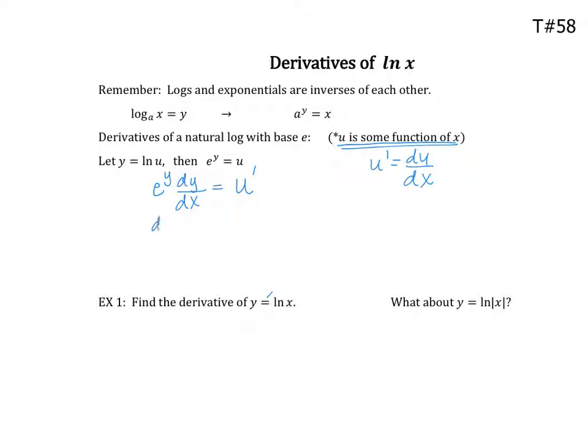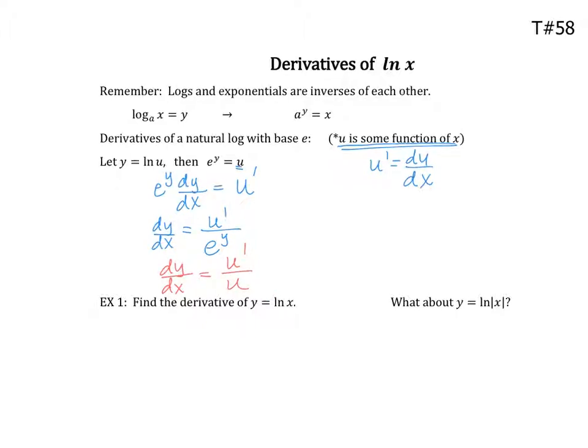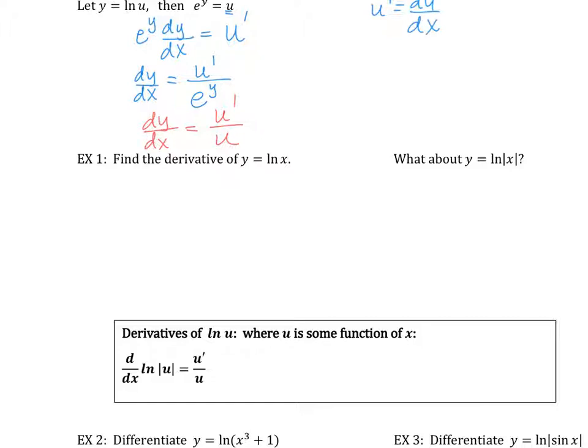Well, then dy dx is going to be u prime over e to the y. But what did we say e to the y was? Well, dang, e to the y is u, and I get dy dx is equal to u prime over u. So the derivative of the natural log of something, you do u prime over u.